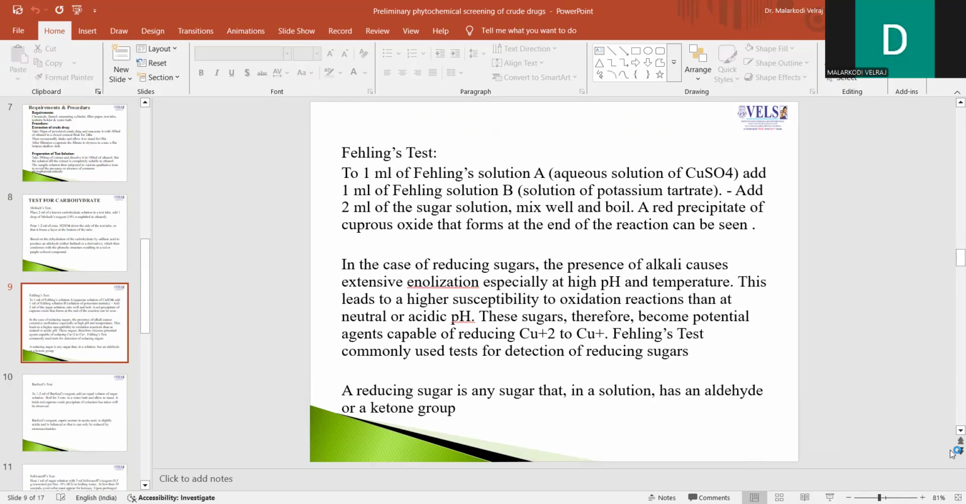Fehling's test. To 1 ml of Fehling's solution A, which is the aqueous solution of copper sulfate, add 1 ml of Fehling's solution B, which is the solution of potassium tartrate. Add 2 ml of the sugar solution, mix well, and then boil.